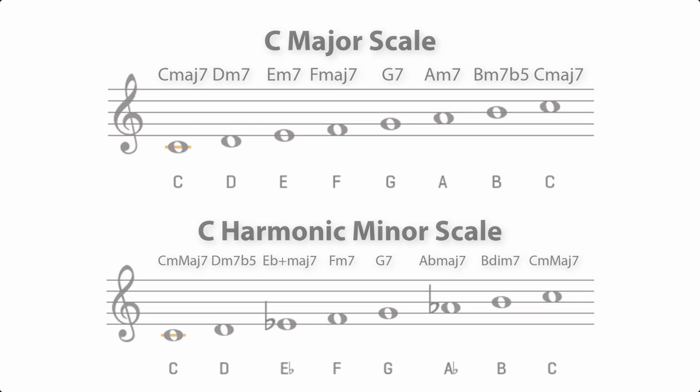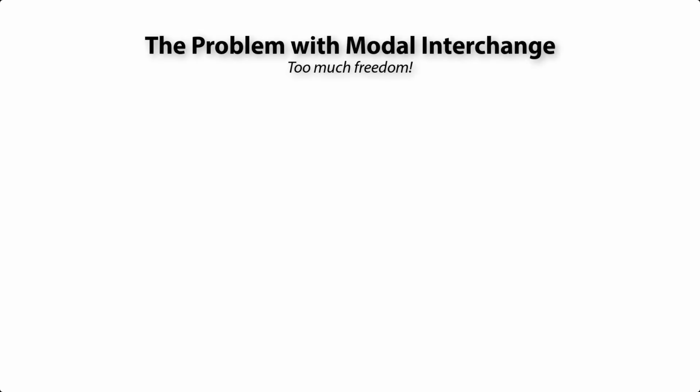Now, why did I say modal interchange is kind of useless? The idea is that there are so many different scales that you can pretty much come up with any chord you desire. I mean, name a chord and there's a parallel scale that you can borrow it from. When you have so much choice, so much freedom, the concept kind of becomes useless.